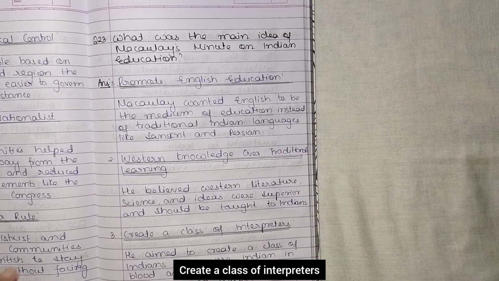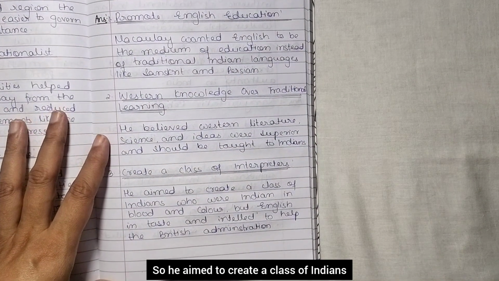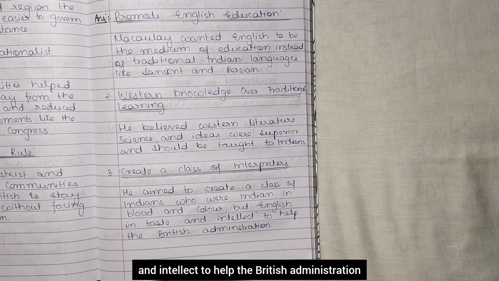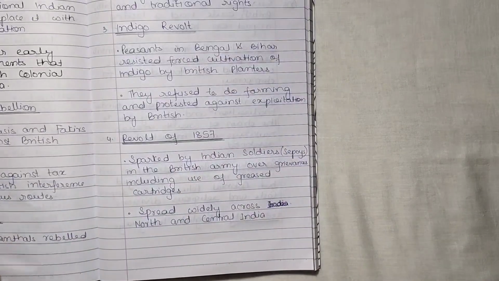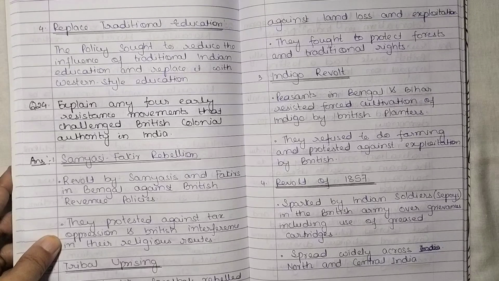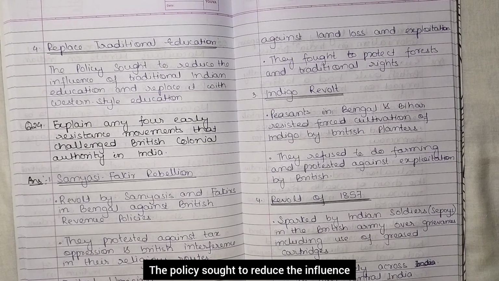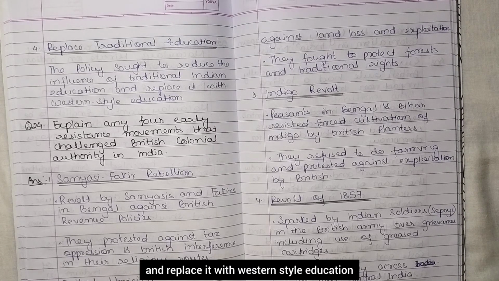Create a class of interpreters, right? So he aimed to create a class of Indians who were Indian in blood and color but English in taste and intellect to help the British administration. Replace traditional education. The policy sought to reduce the influence of traditional Indian education and replace it with Western style education. Right?